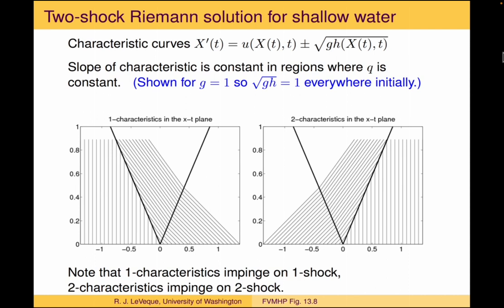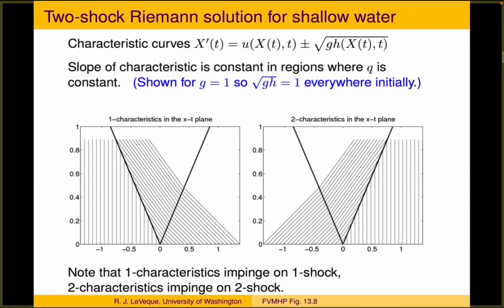So if we go back to that example we were looking at of the flow impinging on the initial discontinuity from both sides, and you get two shocks moving out, one to the right and one to the left, then we can work out what the characteristics are. For the shallow water equations, they're exactly the curves x prime of t is equal to one of the eigenvalues, and the eigenvalues are u plus or minus the square root of gh. So in regions where u and h are constant, x prime of t is constant, and it's just either u minus the square root of gh or u plus the square root of gh. Those are the two characteristic speeds.